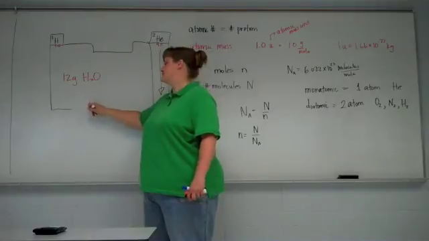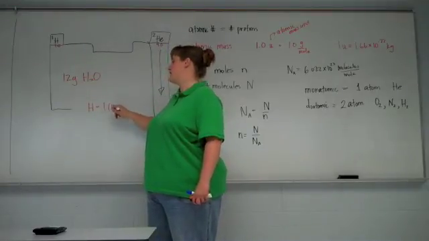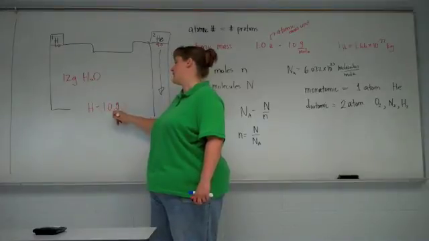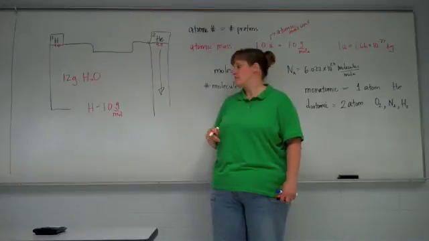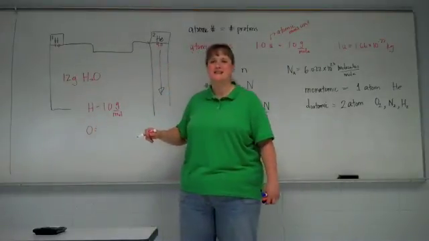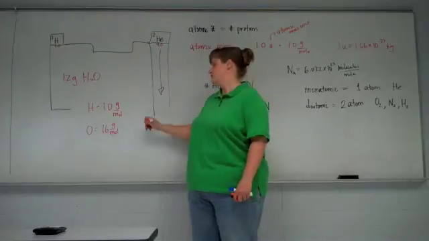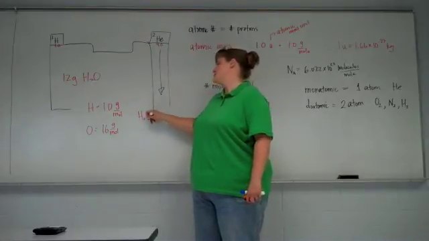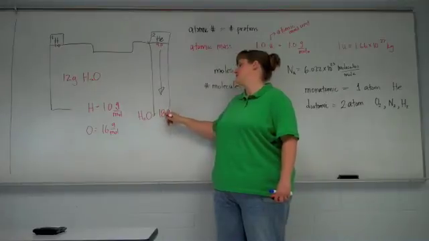Now hydrogen. On the periodic table, hydrogen is 1, and that means 1 gram per mole. Oxygen, if you look on the table, oxygen is 16. So that means it's 16 grams per mole. So what is water? 18 grams per mole.